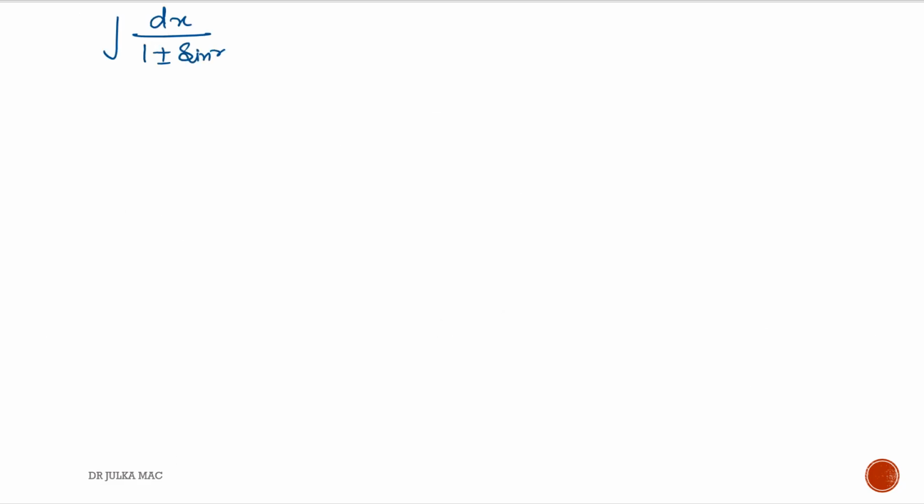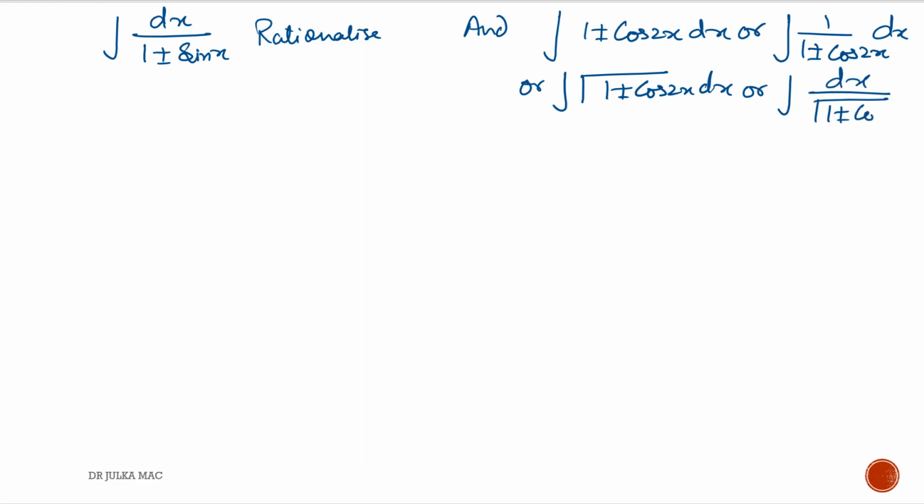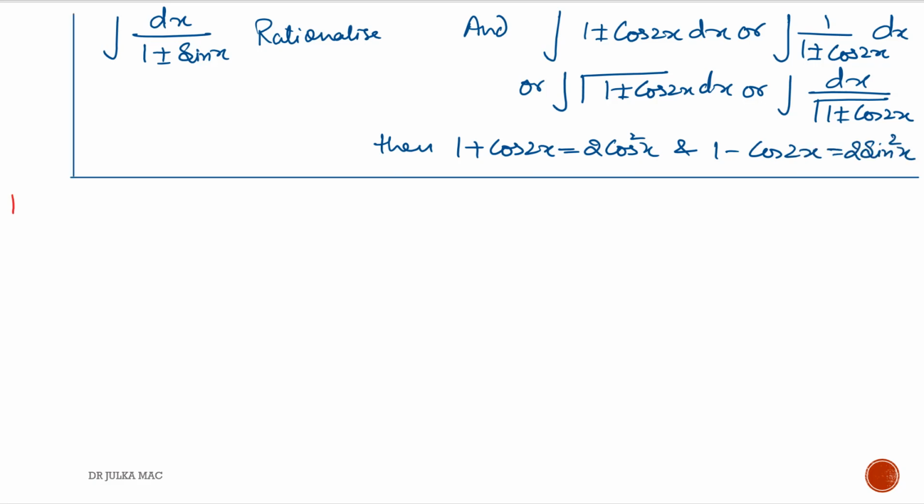Next point. Whenever we have dx divided by 1 plus or minus sin x, rationalize it. And whenever we have 1 plus or minus cos 2x in the numerator or in the denominator, or we have 1 plus or minus cos 2x in a root in the numerator or in the denominator, then replace 1 plus cos 2x by 2 cos square x and 1 minus cos 2x by 2 sin square x. We can explain with the help of examples.